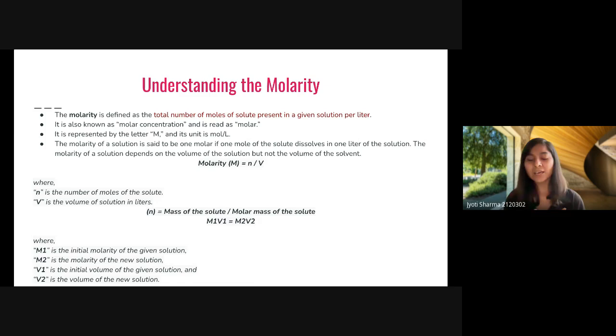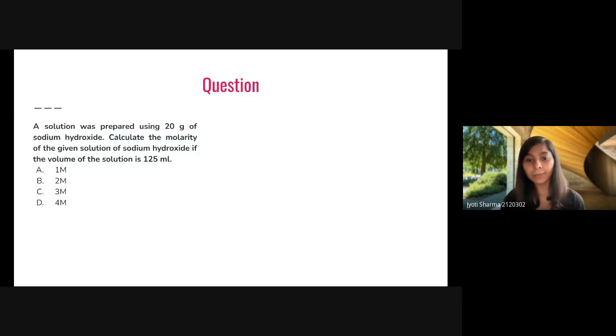This is how you can calculate the molarity. And molarity, in a very general term, is the concentration of any chemical species. If you have the molarity of one solution and two volumes, you can calculate the molarity of another. Likewise, if the molarities of two solutions are given and the volume of one is given, you can also calculate the volume of the other solution. This is how you can calculate the molarity.